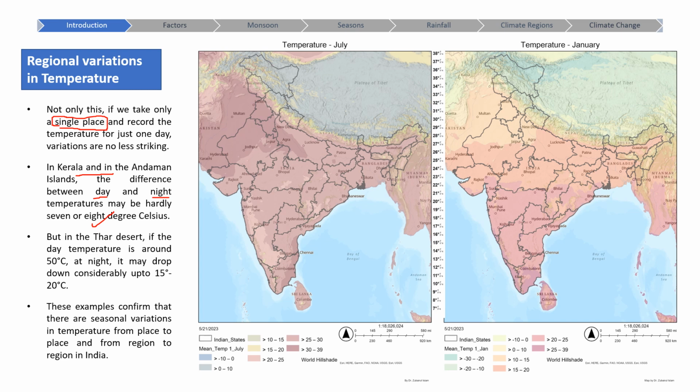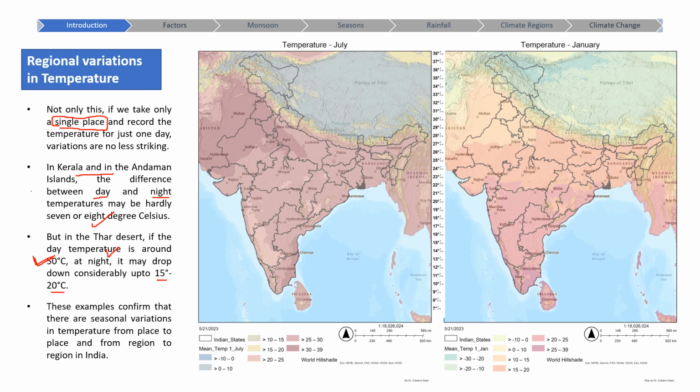But in desert areas, in the Thar desert, this difference may be, I mean the day temperature is 50 degrees Celsius, and at night the temperature may be 15 to 20 degrees. So there may be a difference of 25 degrees Celsius between day and night.